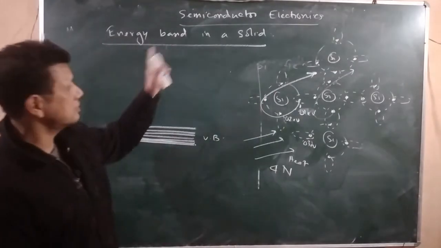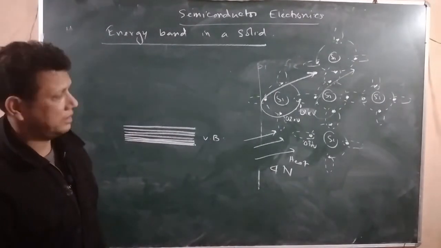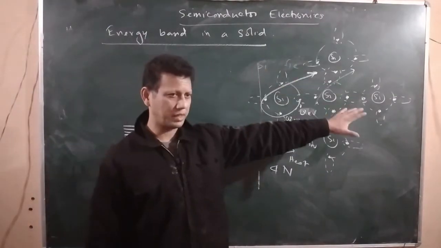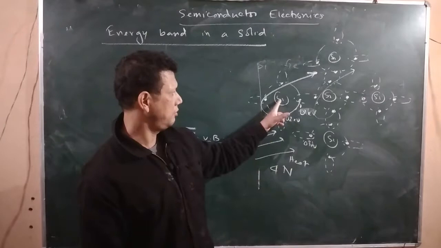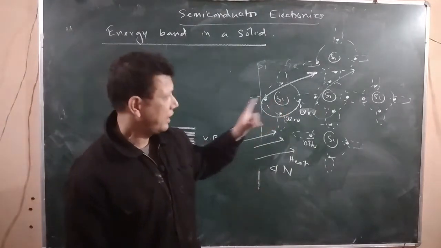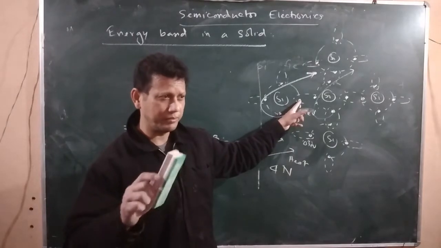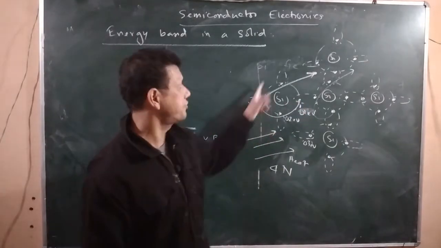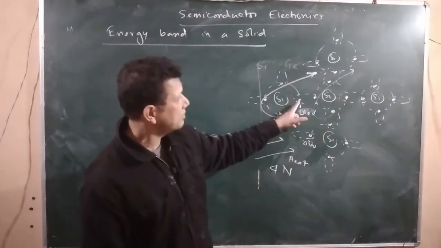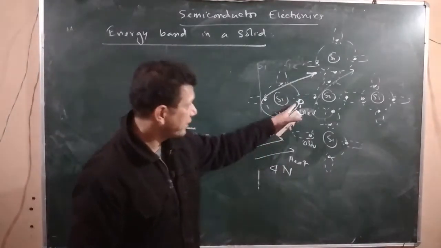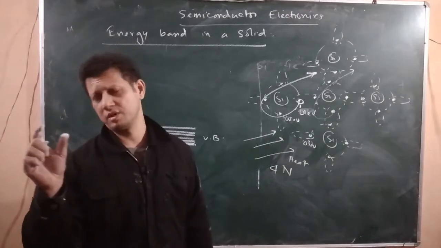Now in the case of a semiconductor, definitely this is a semiconductor because we have used silicon. As soon as a covalent bond is broken, one electron becomes free, and at the place where the covalent bond breaks, a vacancy is created, and this vacancy is known as a hole. You have to remember this.